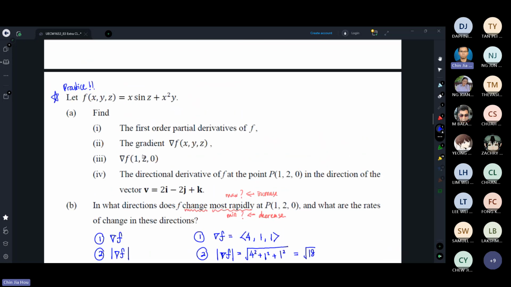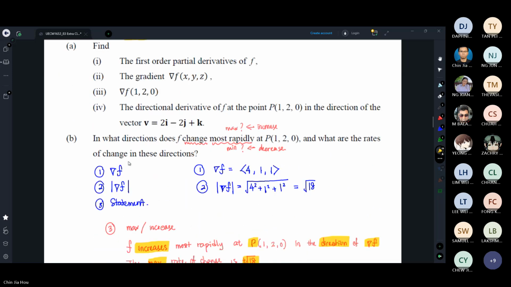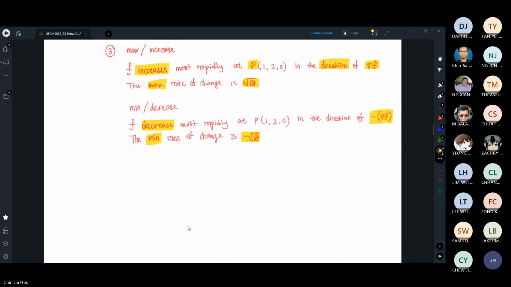Maybe if you want to challenge yourself, you can change this function to other functions and work on the same type of question, just to familiarize yourself with the type of questions. If you can answer all these parts, you already master half of this multivariate chapter. Okay.